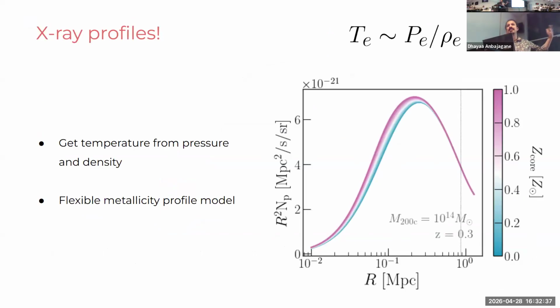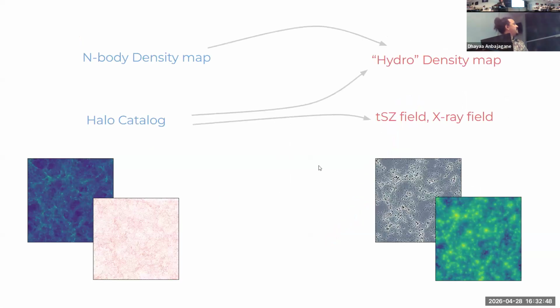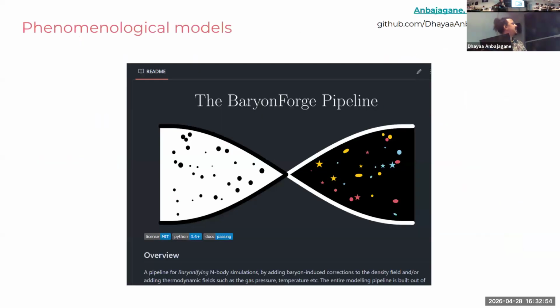I'll go a little fast on this, apologies, but this is just telling you that we can get all the thermodynamic quantities we need in order to predict different things about the universe. I have to go very fast, apparently. Okay, so we can take these different models and we can apply them to different simulations, and we can get these different fields that are of interest to us.